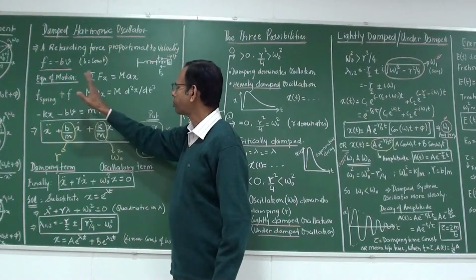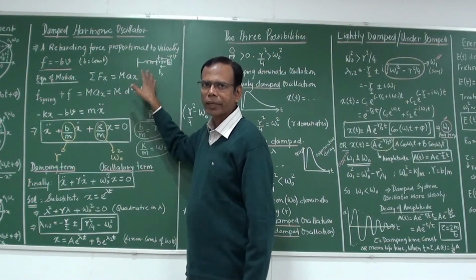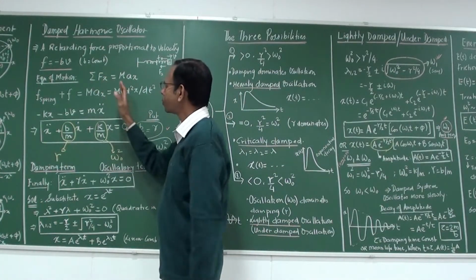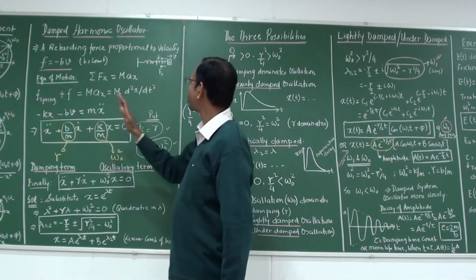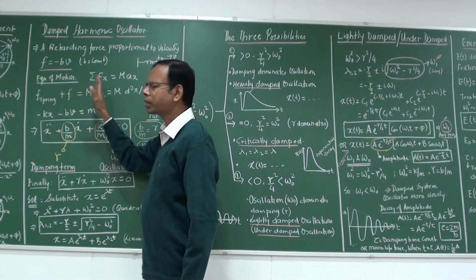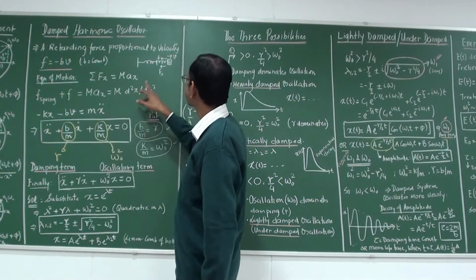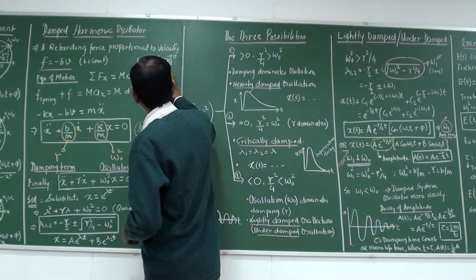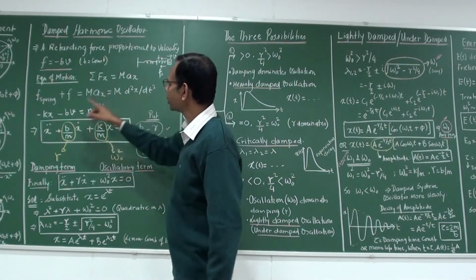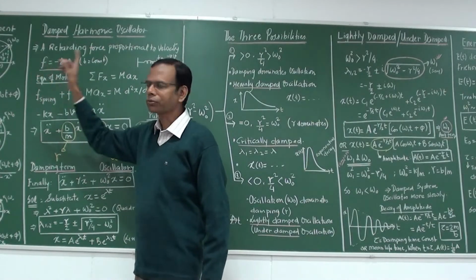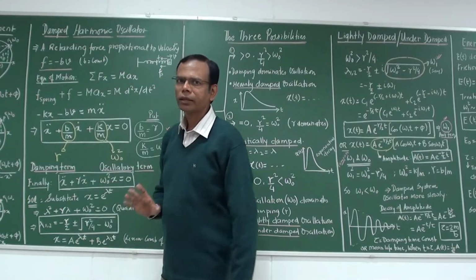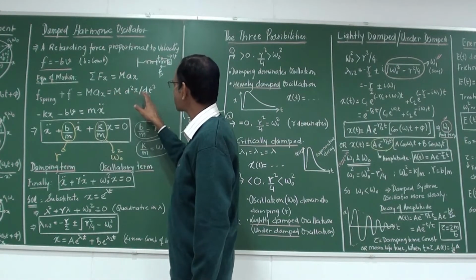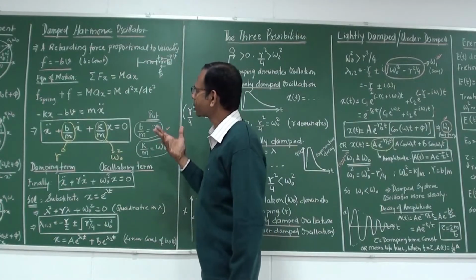So again, we write the equation of motion, sigma Fx is equal to max. On the left hand side, we sum all the forces, all the real forces. So F of the spring, let me write it small over here, that will be better, Fs, F of the spring, plus F because of the resistive force. So both these forces I have written. So the algebraic sum of all the forces is equal to max, which is m d2x by dt square. That is how we write the equation of motion.